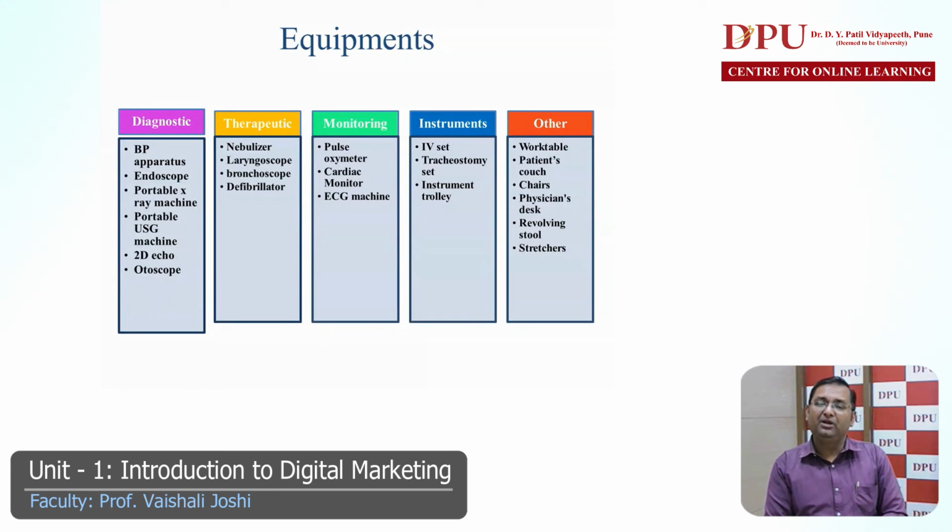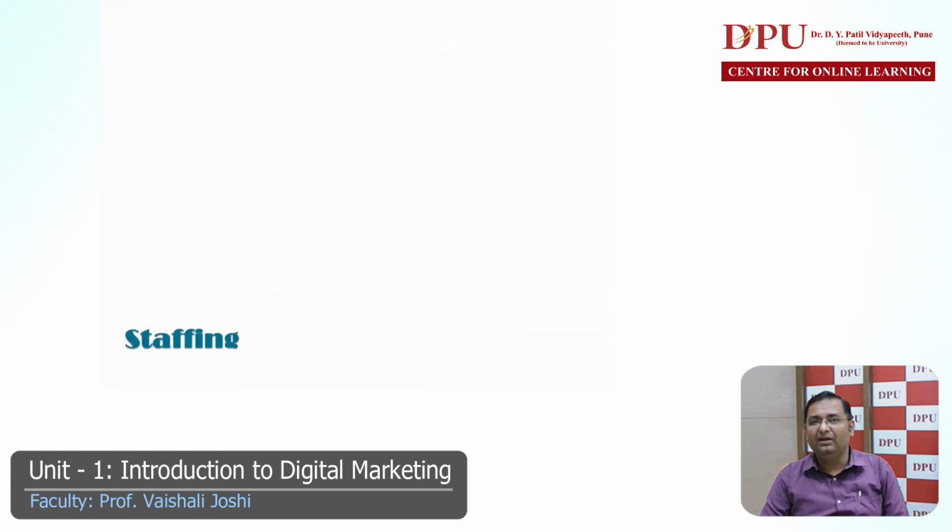You must have availability of the IV set, tracheostomy set, and instrument trolley. These are the instruments which must be utilized. If a patient is suffering from an anaphylactic reaction, you must be able to manage those patients with the help of a defibrillator, a laryngoscope, and by providing emergency treatment. You must have emergency medicines in your clinic. That is the kind of equipment which must be kept in the outpatient department. What are the other equipments that must be kept? As per the requirement, you can increase or decrease the instruments required for running an OPD.